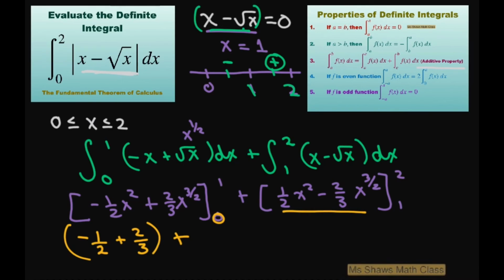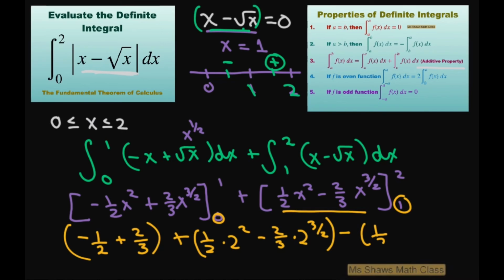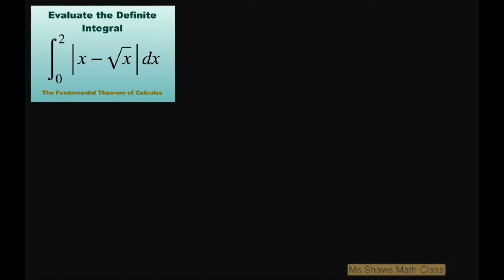So for the 2, we're going to get 1/2 times 2 squared minus 2/3 times 2 to the power of 3/2. And then we're going to get minus, for the 1, 1/2 minus 2/3. All right, now let's simplify all that. And that's going to give us negative 1 plus 4/3 plus 2.